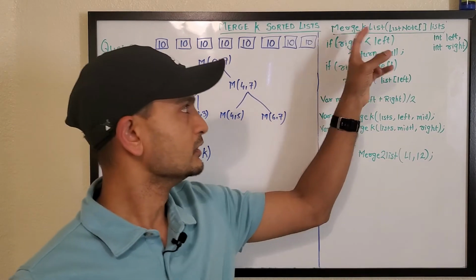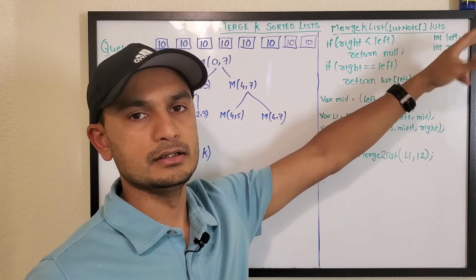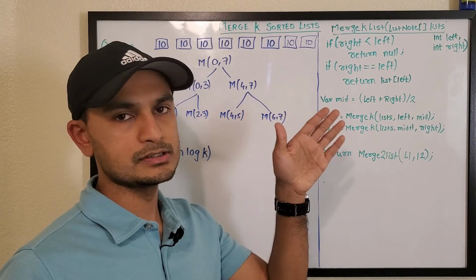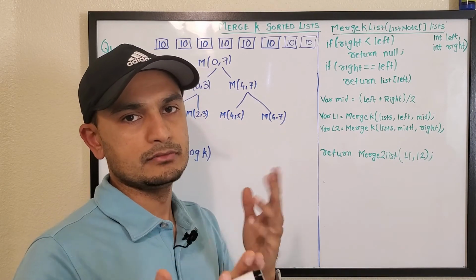So we have the merge k list function with the list array and the 2 indexes, left and right. So initially we'll call merge k list with 0 as the left index and the length of the list, which is 7, as the right index.